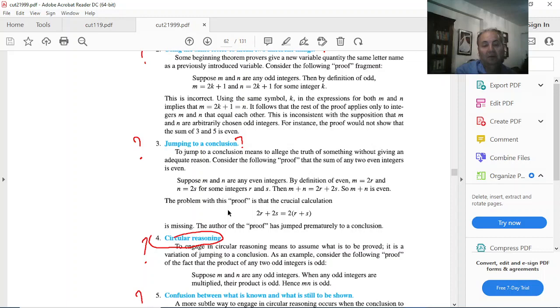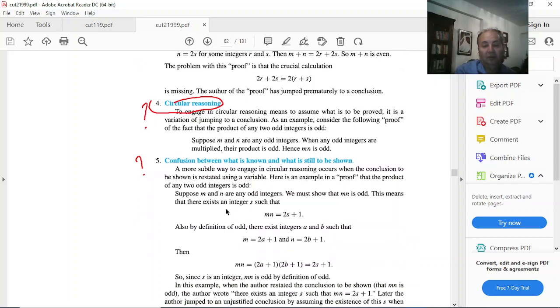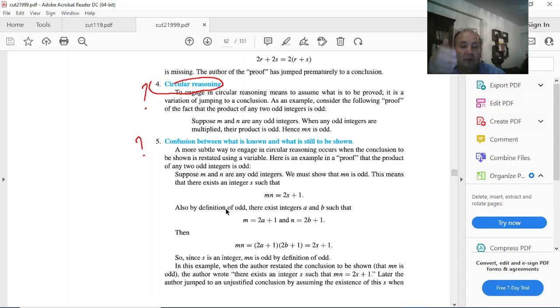Circular reasoning, and this is totally useless. Confusion between what is known and what is still to be shown. This is the important hierarchical decision making. Every time you have to put in one more idea. You cannot say everything in one word or one sentence or one statement. You have to do it clearly, step by step.